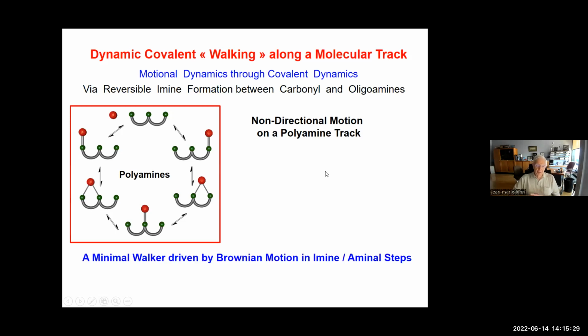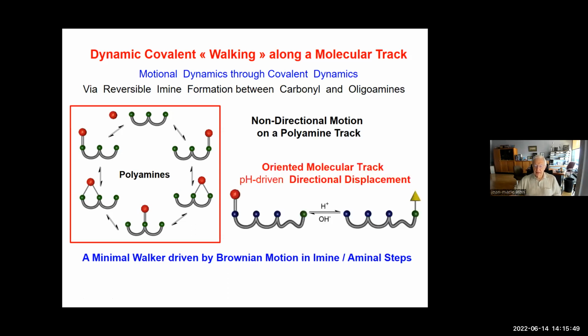It is what you may call a minimal walker, a minimal system, a very simple one, of having a molecular object walk on another one, and it's driven by Brownian motion in aminal steps. Then the question is, can one orient the track? Yes, one can. If one synthesizes a molecular track, an imine track, where one nitrogen on the left is more basic than the one on the right.